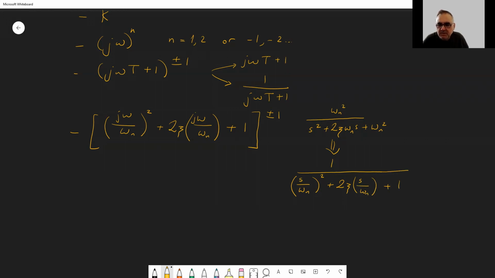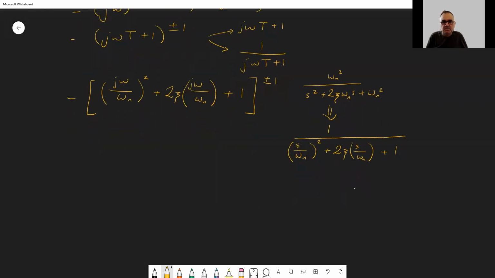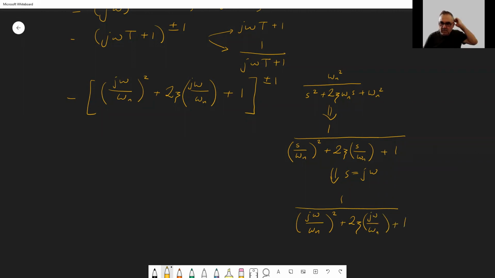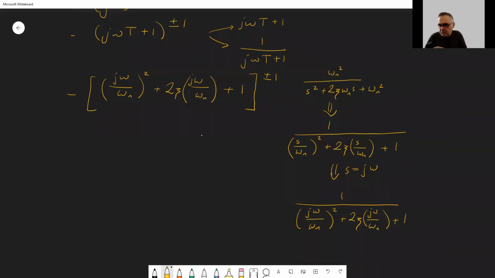Now replace s by j omega. Okay. S equals j omega. If you put that, you are going to get 1 over, actually j omega squared is minus omega squared, but let's keep it for the time being. This is what we have here, as you see, in terms of the minus 1 quantity. So you might have a quadratic term like this, which we will be analyzing.